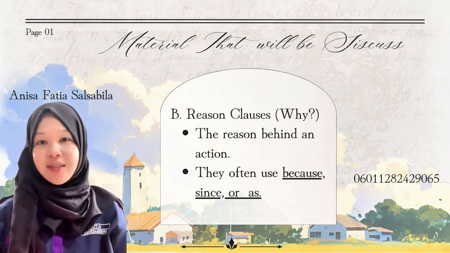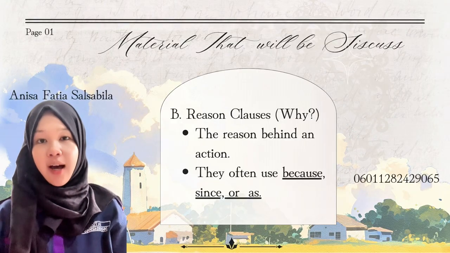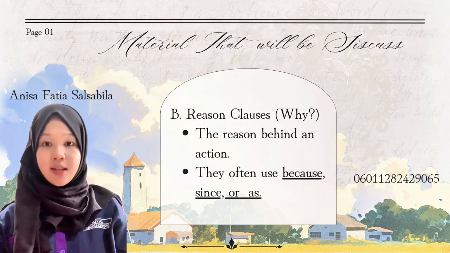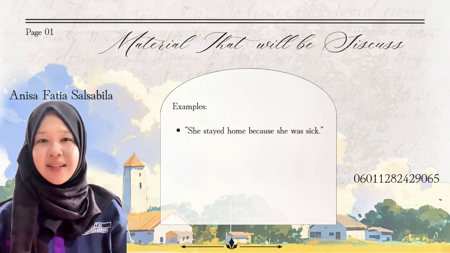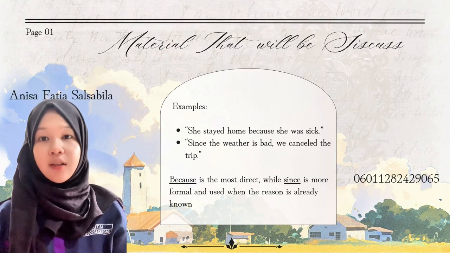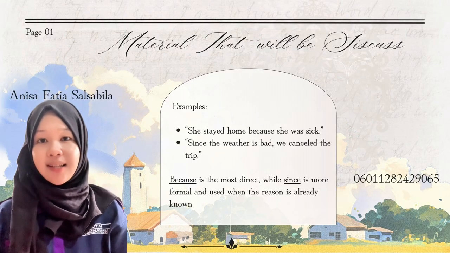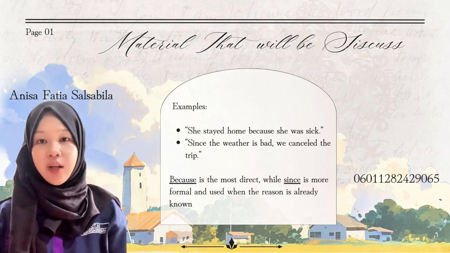The next type is reason clauses, why. This explains the reason behind an action. They often use because, since, or as. For example, she stayed home because she was sick. Since the weather is bad, we canceled the trip. So, because is the most direct, while since is more formal and often used when the reason is already known.